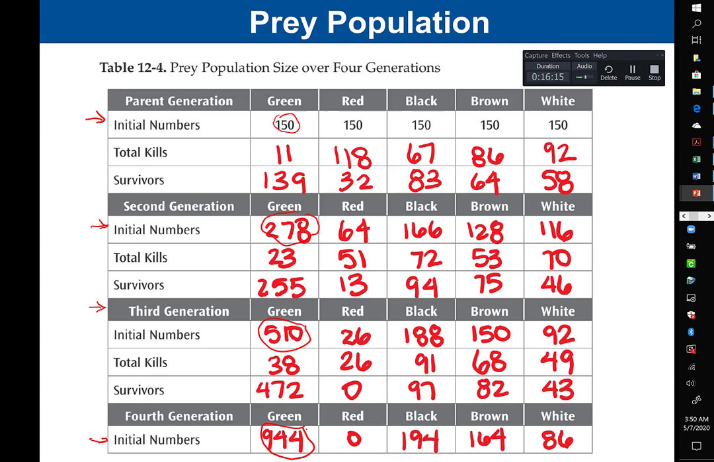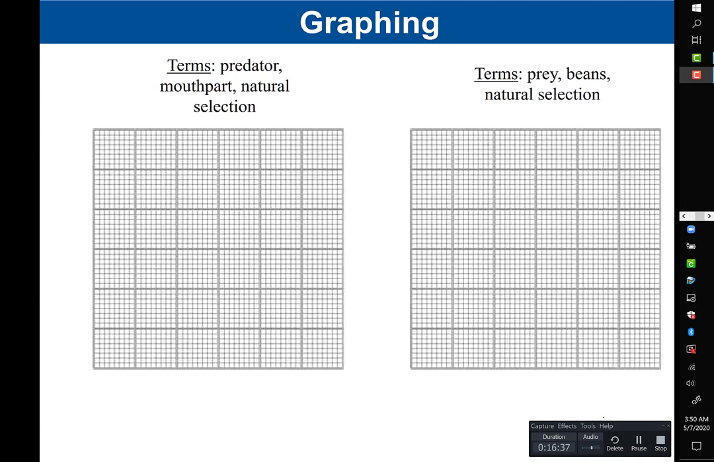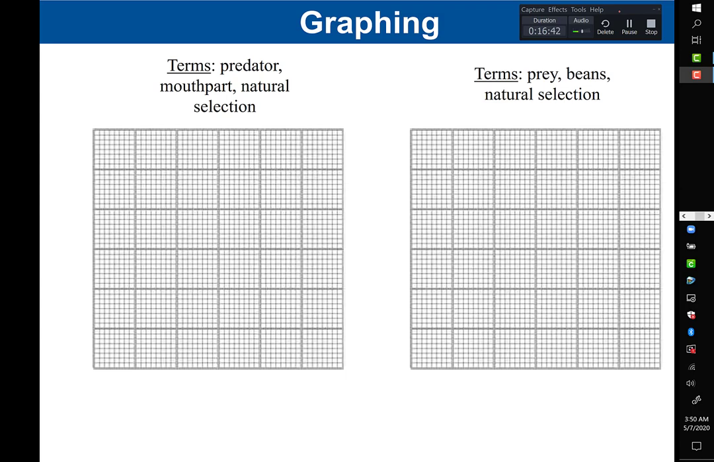You want to graph in this table the initial numbers every time. You don't want to graph all the rest of it. So it's just the initial numbers that are going to be graphed. So here are our graphs that we're going to look at. Again, actually, I'll put this up top. There we go. So again, we're going to have two graphs for this. We're going to have one that's looking at the predator population, and we're going to have one that's looking at the prey population size.